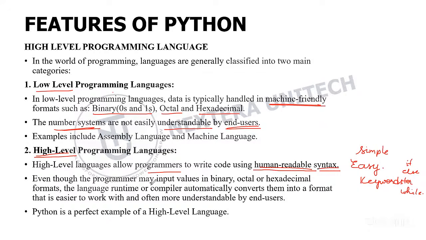Internally, the values are stored in binary, octal, or hexadecimal. But regardless of how data is stored or represented internally, the output we get is always in a high-level, human understandable form. So the result is always in a human understandable form.